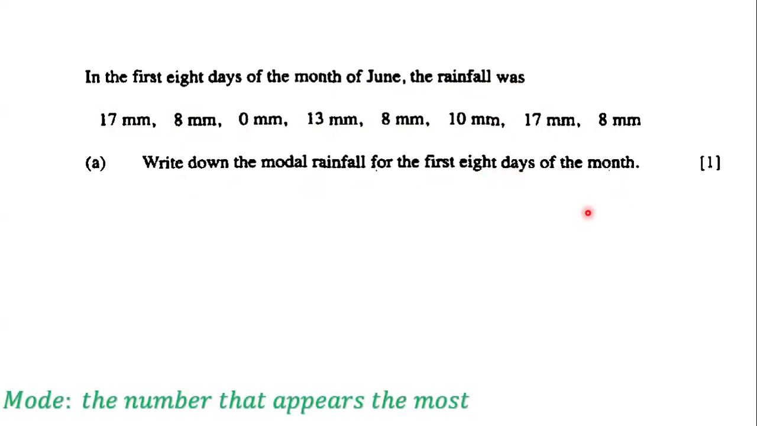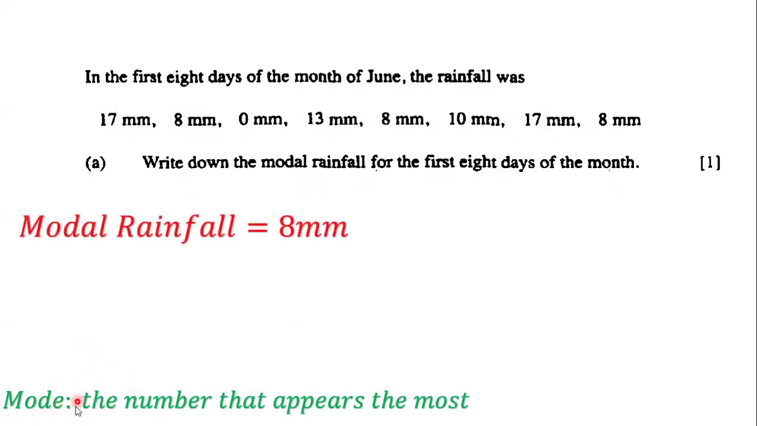Now the mode is the number that appears the most. So in this case, what is the mode? The mode is definitely 8 millimeters. Notice that 8 appears once, then twice, then 3 times. Indeed, 8 is the value of this data set that appears the most. It is the most popular value of the data set. So the modal rainfall is 8 millimeters.